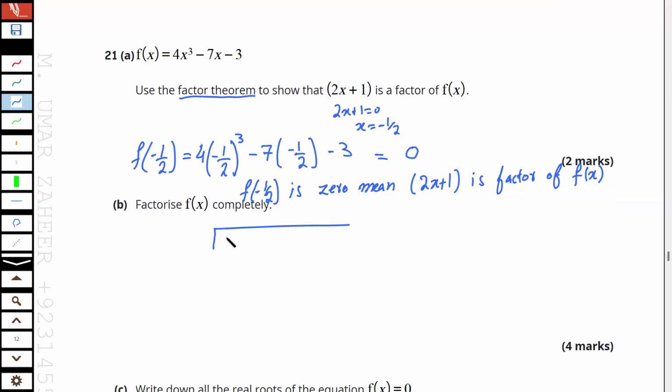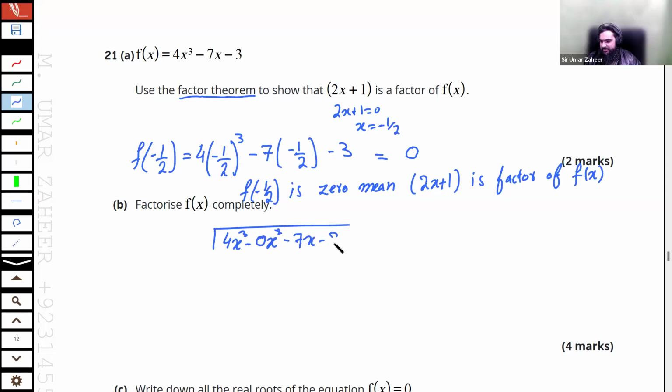So I have 4x cubed, 4x cubed minus, there is no x square term. So what will I write? If there is no x square, yes, 0x square minus 7x minus 3. And I'm dividing this by 2x plus 1. So let's divide them. We have 4x cubed divided by 2x. 2 times 2 is 4, one power will be cancelled out. You will get 2x square.